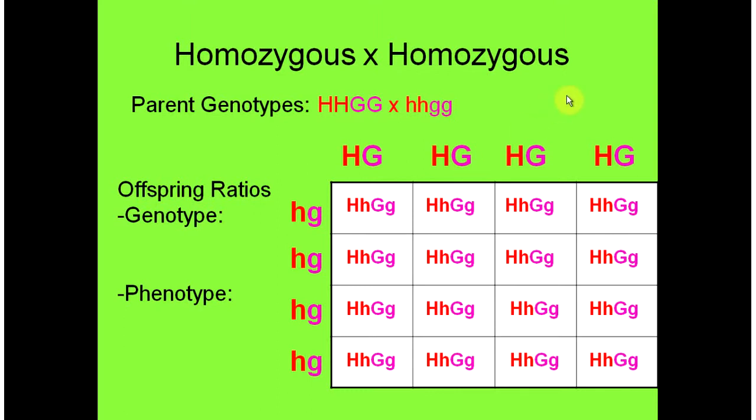So that would give you a genotype frequency of 100% big H, little h, big G, little g, and a phenotype frequency of 100% tall, since big H stands for tall and that's dominant, and green, since big G stands for green and that's dominant.